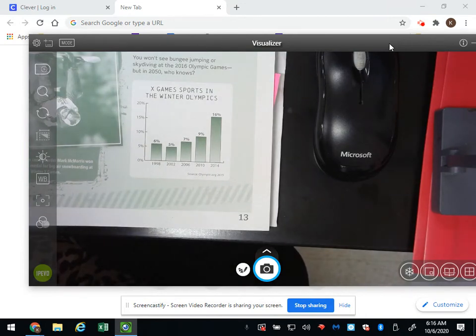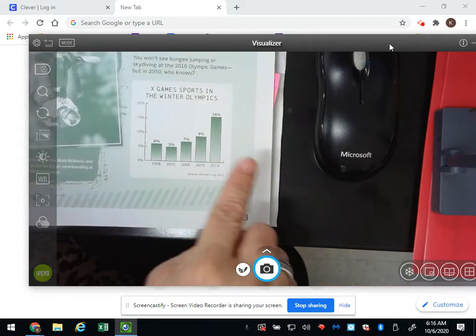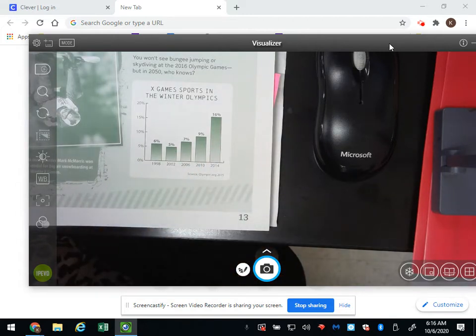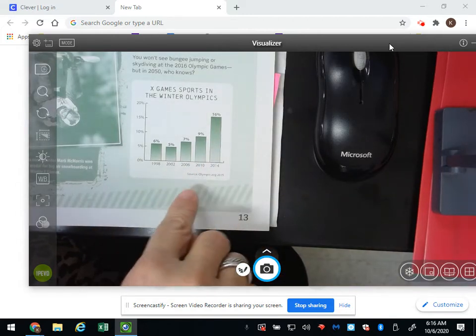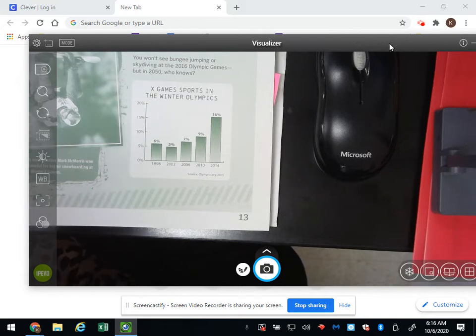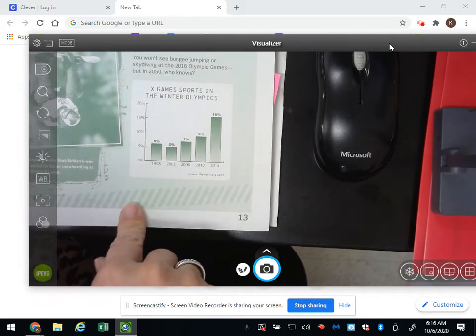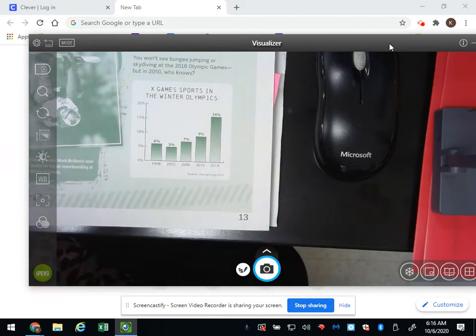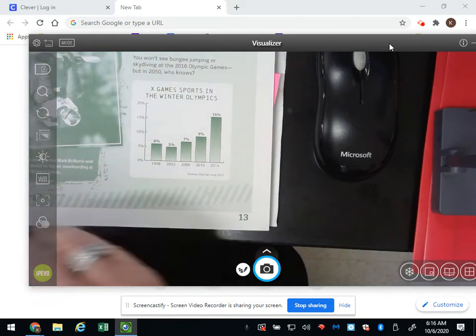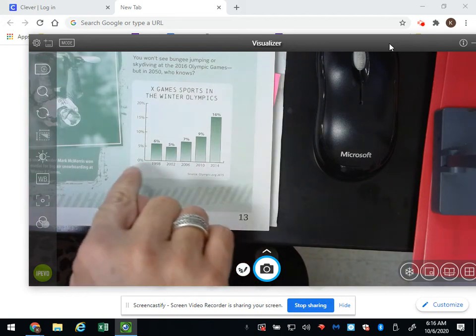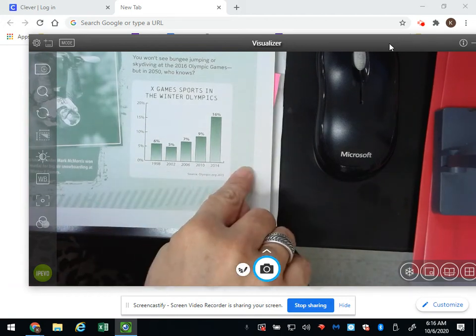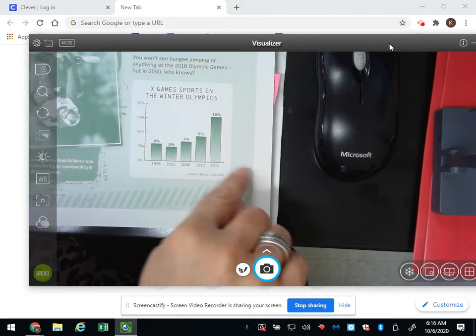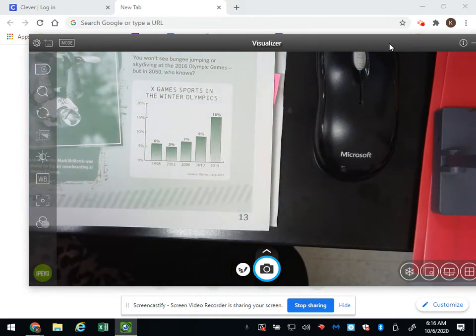And you might look at the year 2002. In 2002, what percentage of the Olympic Games came from X Games sports? And then you might look at, do you notice any trends or any patterns in the bar graph as the years go on? As we increase in years or we go to later dates, what do you notice is happening about the percentage of X Games sports in the Winter Olympics?